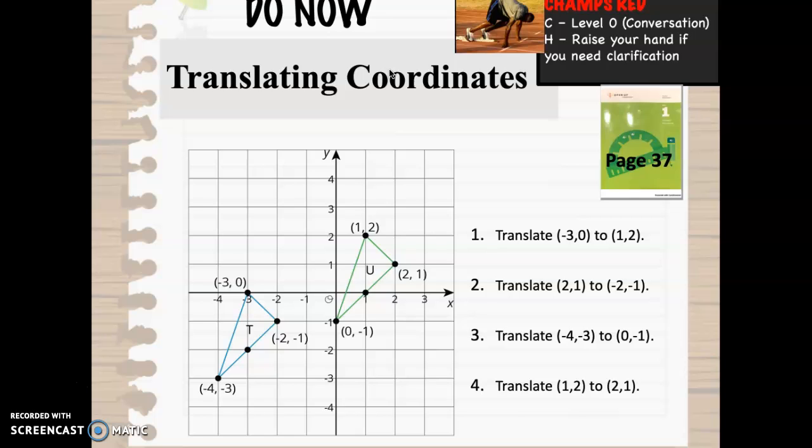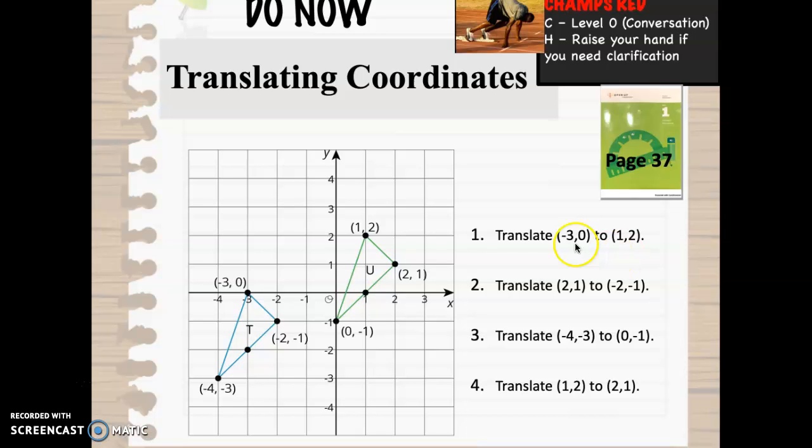If you're a little stuck on translation itself, I am going to have a YouTube video posted that will be linking. This is page 37 in your textbook, and this is just showing a translated shape. In a minute, I'm going to go over the notes.